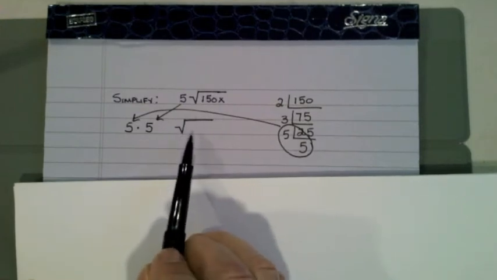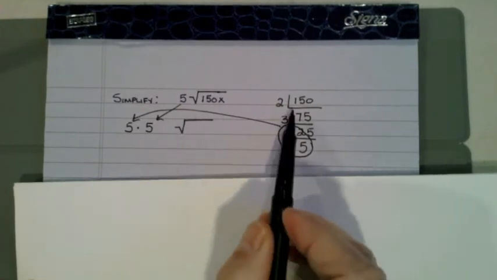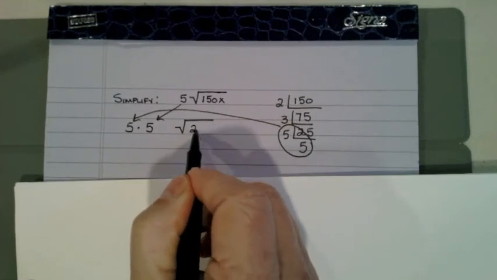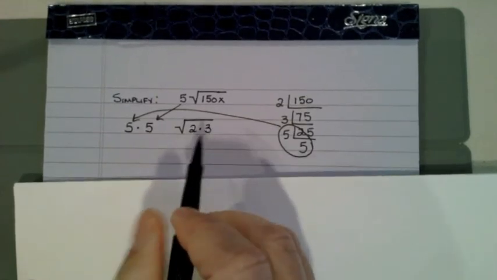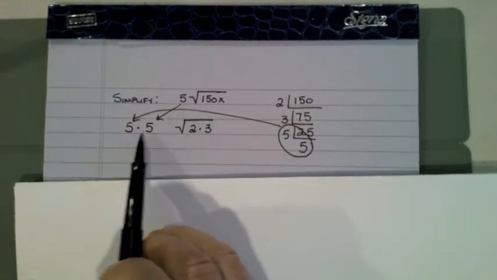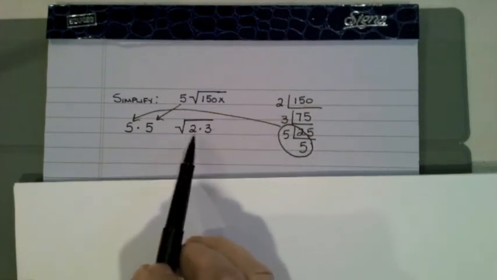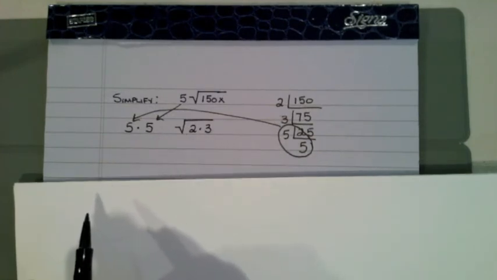Now I need to look and see what numbers go on the inside. I've got a 2 and a 3. I put 2 times 3, because just like any numbers that go on the outside, they get multiplied together. Any singles left over go on the inside and get multiplied together.